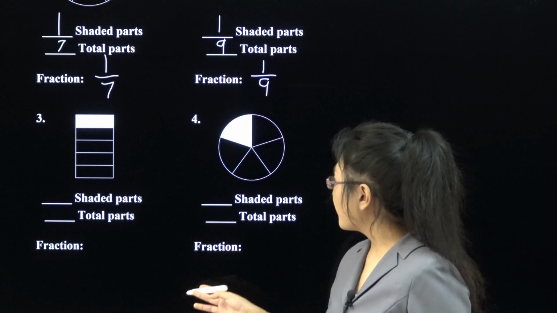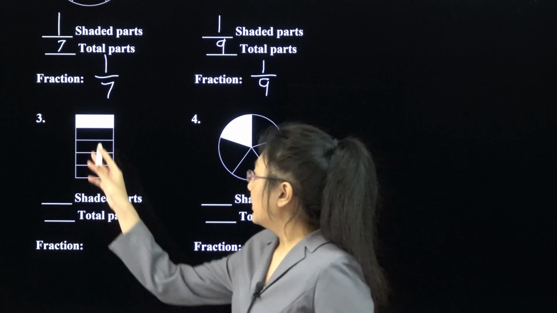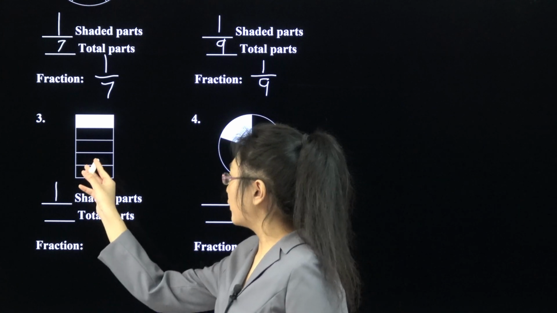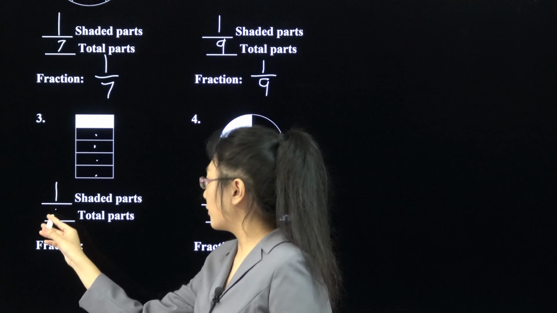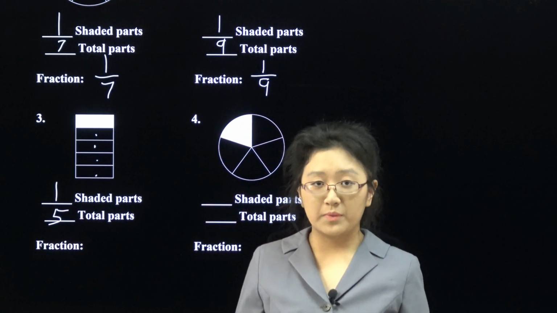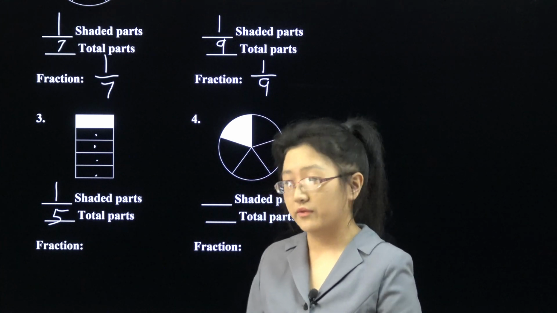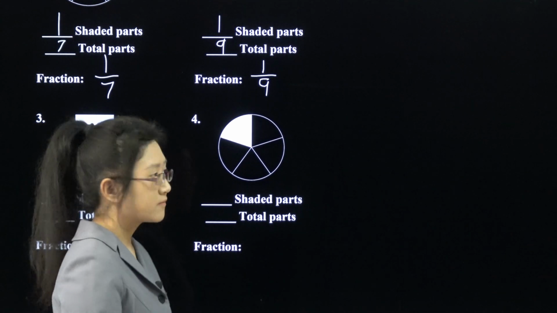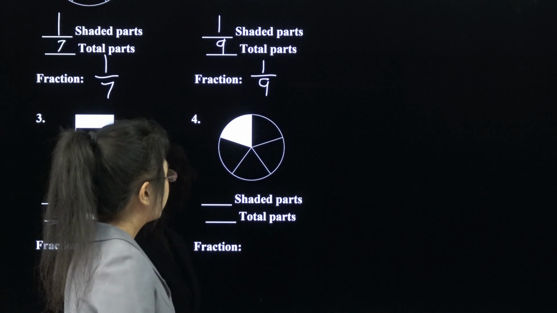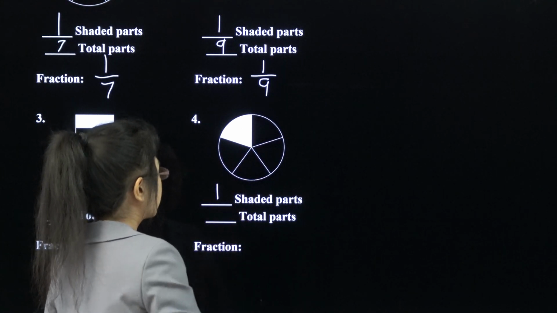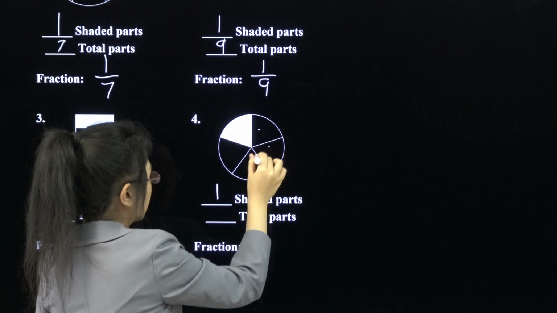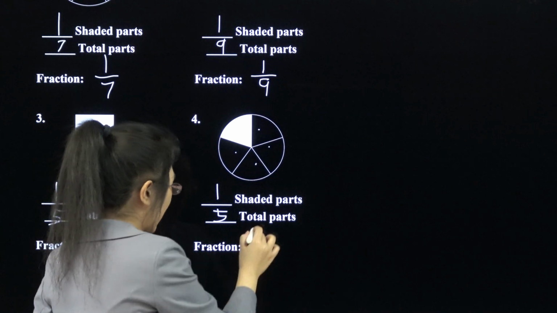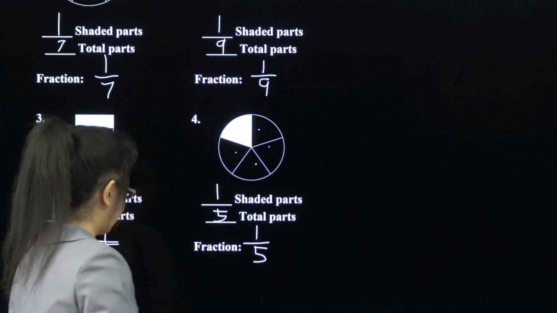There's also question 3 and question 4. Now there's one shaded part and 1, 2, 3, 4, 5 total parts. So the fraction would be parts over total, which is 1 over 5, or 1/5. What about here? Well, we still have one shaded part. And 1, 2, 3, 4, 5. Oh, it's 5 total parts again. The fraction is still 1/5, or 1 over 5.